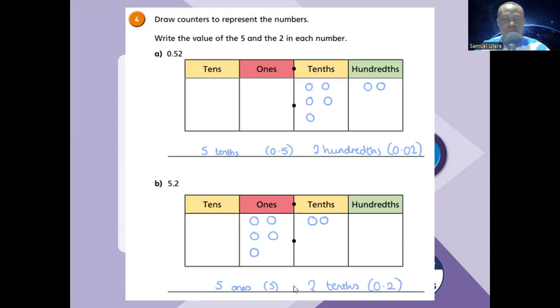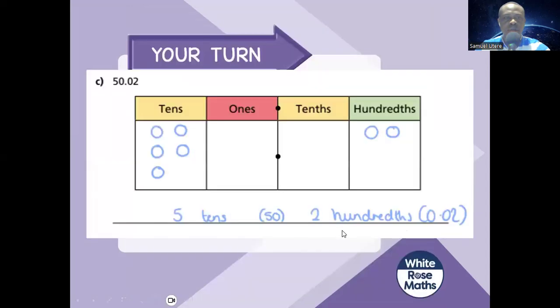And then for B, these are our answers. Here are the answers for C. So that will be 5 tenths, 0 ones. So we'll have a 0 placeholder there. We don't have any tenths, but we have 2 hundredths. So this is 5 tenths, 2 hundredths. These are the values of 5 and 2 in the number.